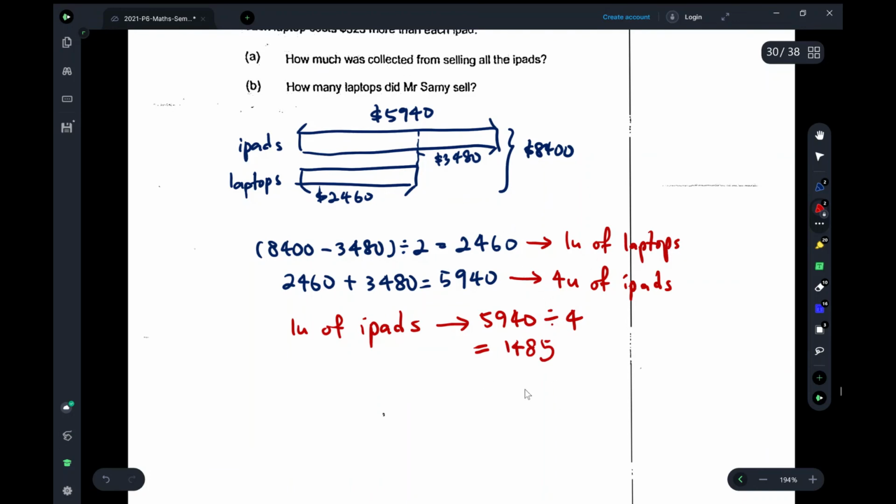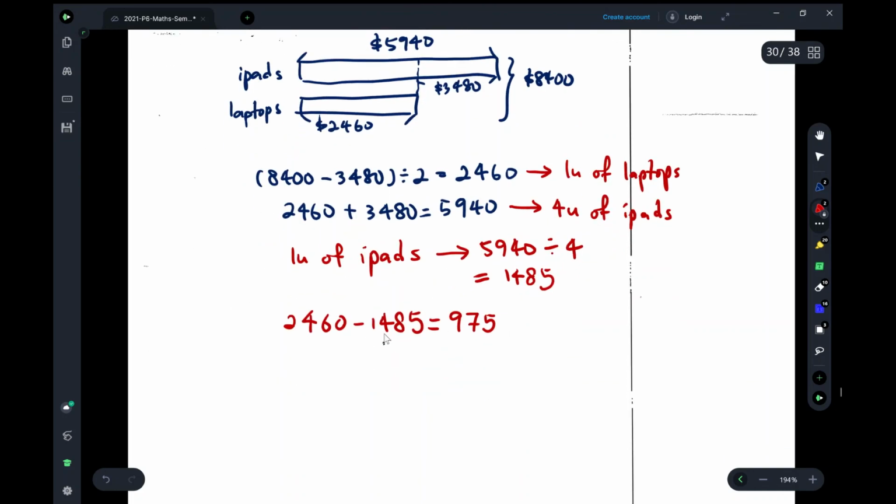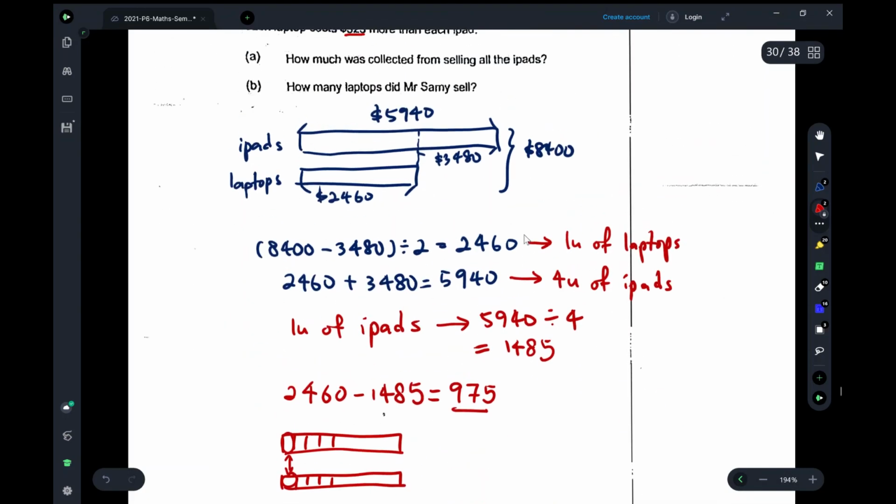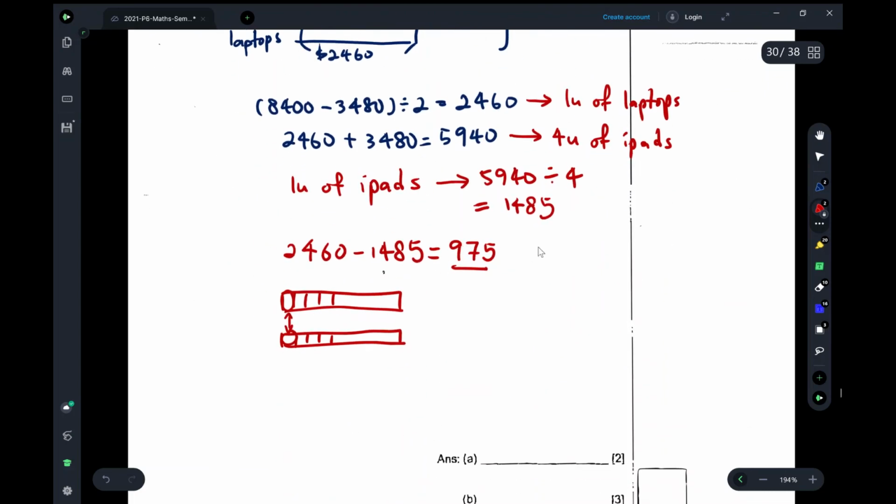Okay, and there's a difference of $975. So why is there a difference of $975 between 1 unit of laptops and 1 unit of iPads? So there are a couple of laptops and a couple of iPads. I don't know how many, but if there are 10 laptops, there would be 10 iPads. The difference between these two chunks of laptops and iPads is 975. And we know that for each of them, 1 laptop and 1 iPad, the difference is 325. So how many of this difference will add up to 975?